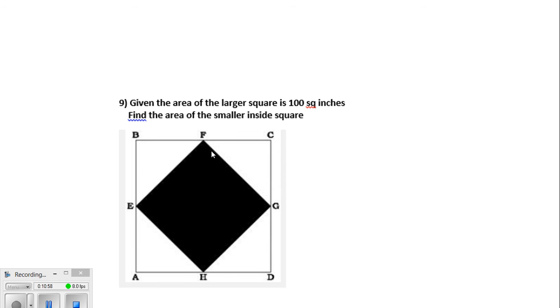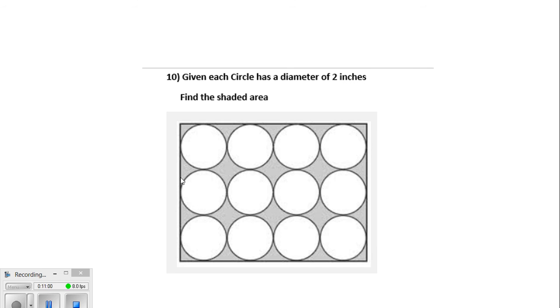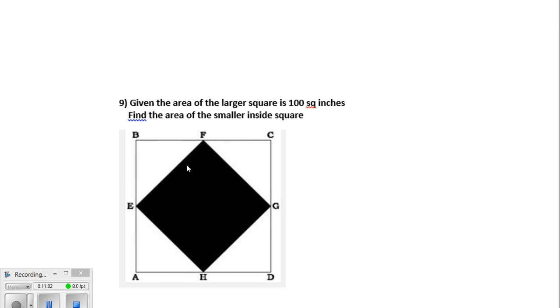Here's one of the designs we created. What about that design? Well, how are you going to find it? It says to you that the area of the larger square is 100 square inches. Well, 100 is 10 squared. So that means each side here is 10 inches.